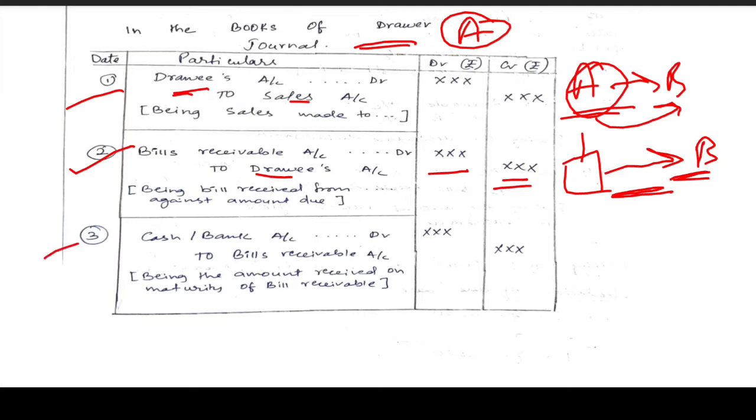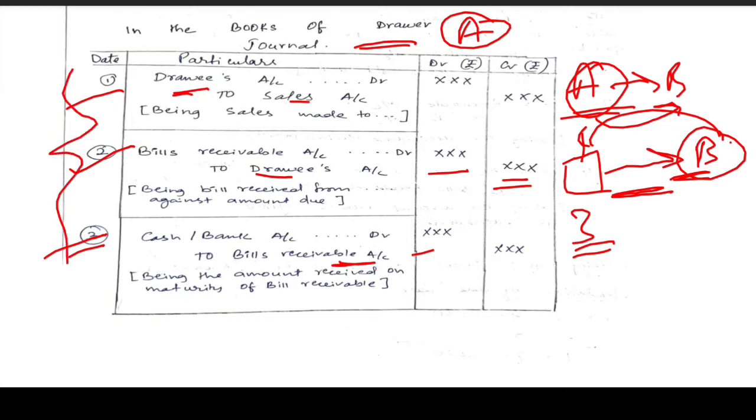Next, the third entry is for payment of the bill. After the expiry of, say, 3 months, the bill is paid, meaning B will pay money to A. So when money is received, cash account debit to bills receivable account. This way these three main entries are passed in the books of drawer.